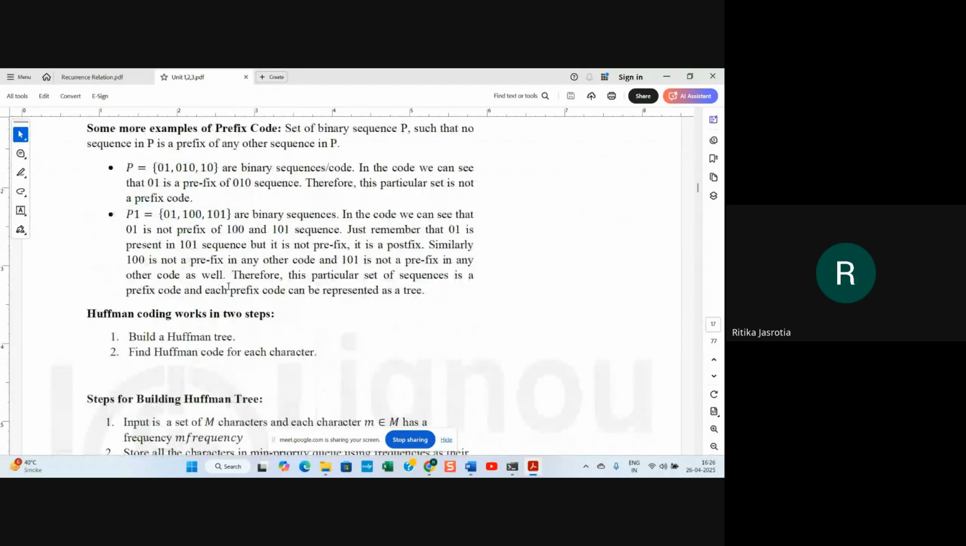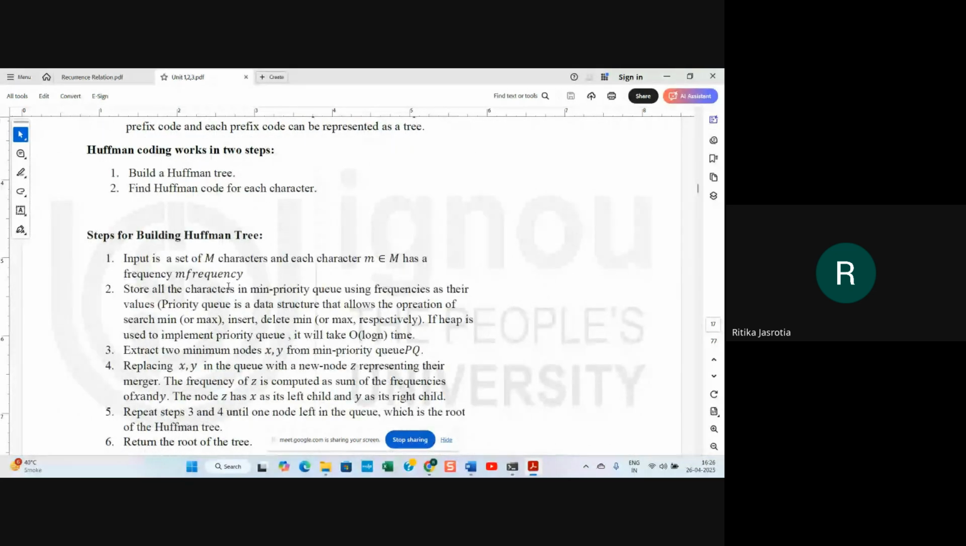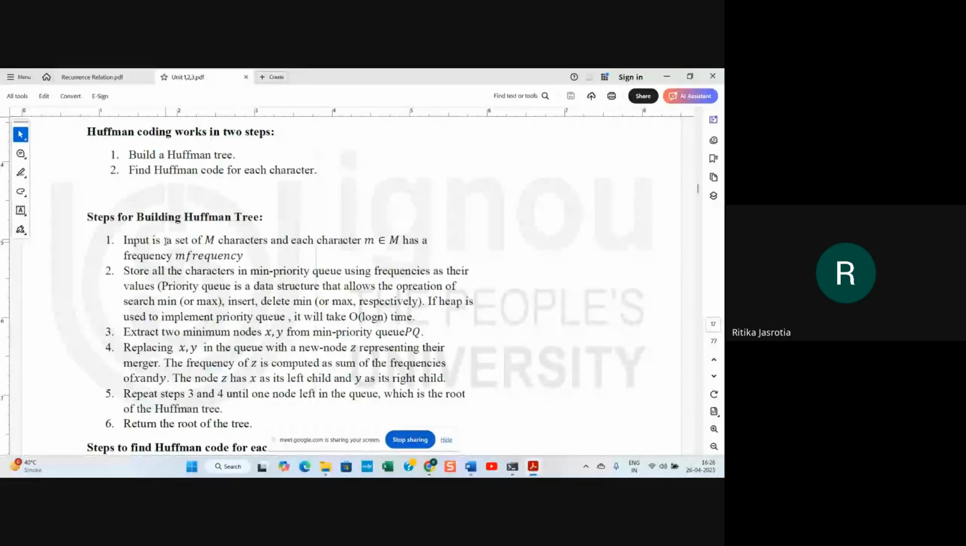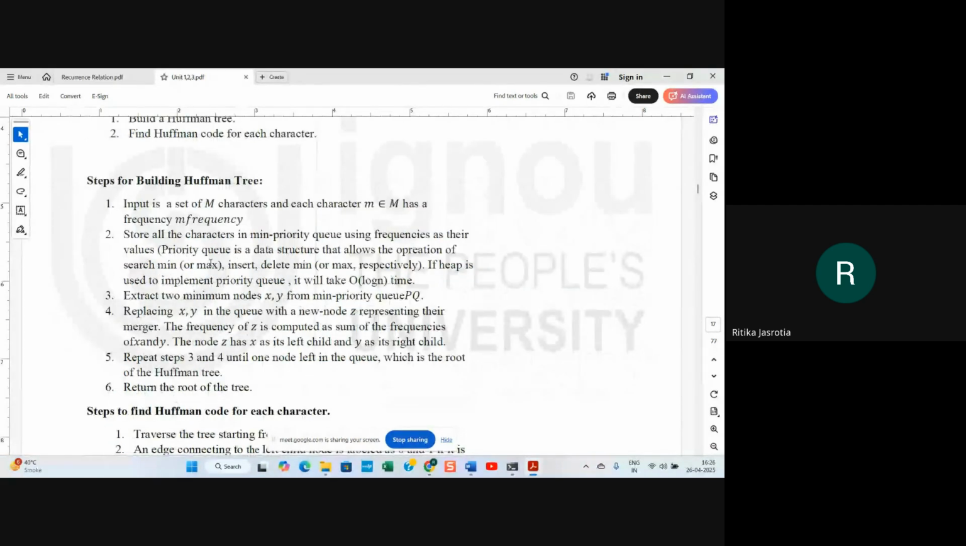So they are talking about that. How they are working. So Huffman coding works in two steps: build a Huffman tree, and find the Huffman code for each character. The input is a set of n characters, and each character, which is an element of that set, has a frequency. Store all the characters in a min priority queue using frequencies as their values.